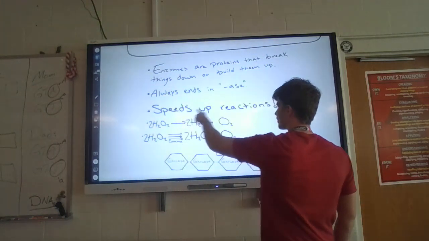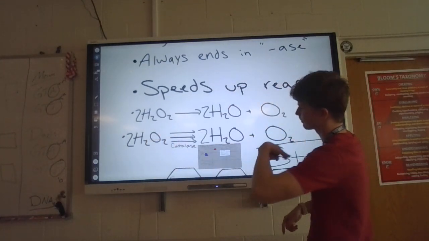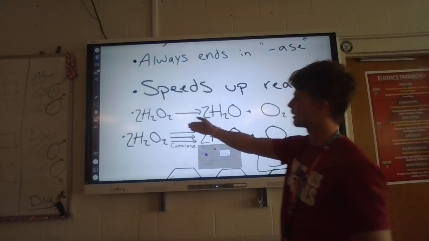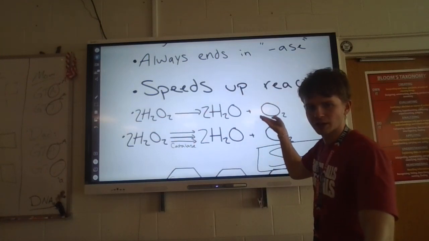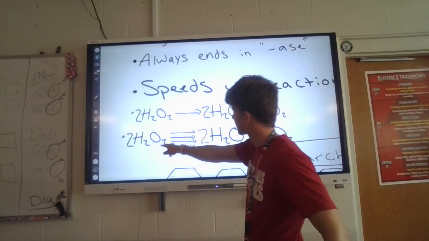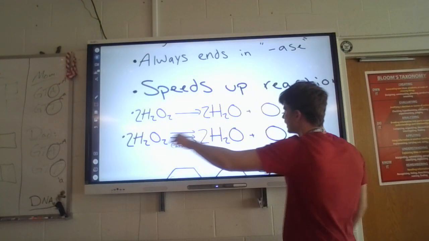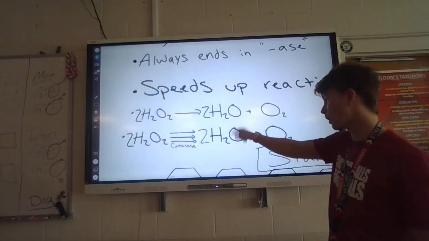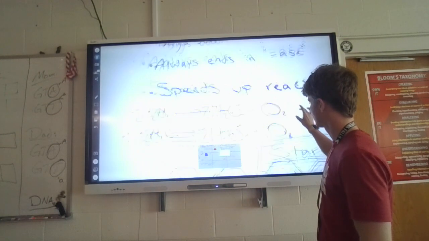They speed up reactions. So, for example, hydrogen peroxide naturally breaks down in the presence of light. So if you shine light down on hydrogen peroxide, you're going to make water and oxygen. But if you add catalase to that reaction, that hydrogen peroxide is going to break down a lot faster, a lot more arrows, okay, a lot more speed. And we're going to produce a lot more water and oxygen. So they speed up reactions.